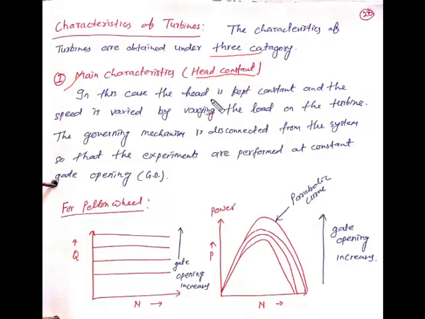In this case the head is kept constant and the speed is varied by varying the load on the turbine. The governing mechanism is disconnected from the system so that the experiments are performed at constant gate opening. This is the gate opening.